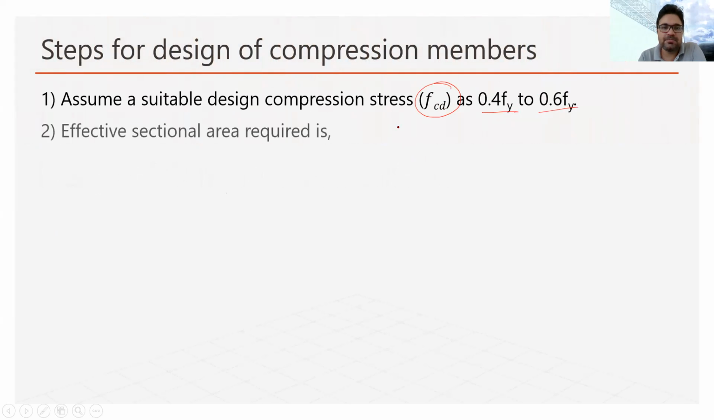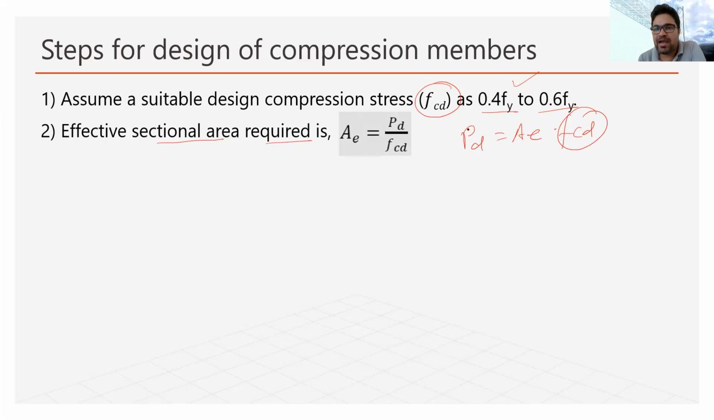In the second step, we try to find out the effective sectional area required, and we calculate this from this formula. We know that Pd is equal to Ae into fcd. We already assumed fcd in step 1, and Pd, the factored load for which we have to design the section, will already be given in the question if it is a design type problem. So using this value, we will calculate the Ae value, which will be the required effective area.